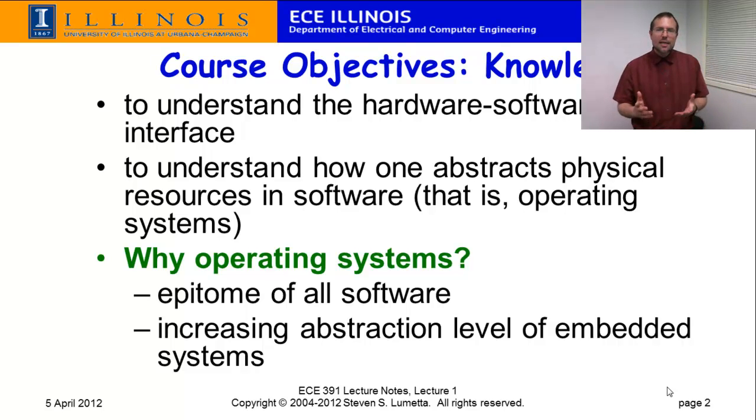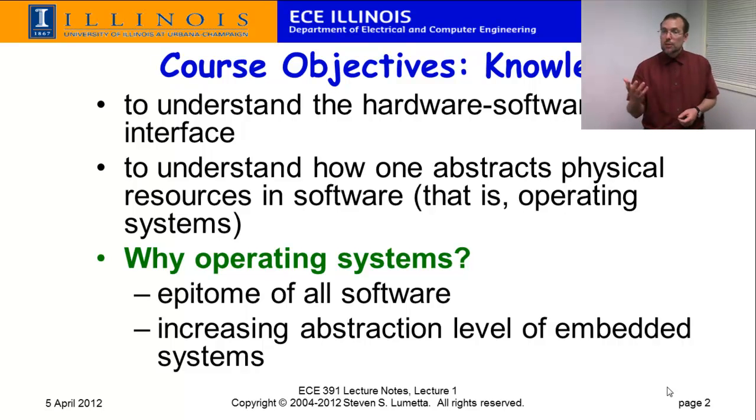The second is for you to understand how one abstracts physical resources in software. Now that's typically a problem that is the domain of the operating system. So the operating system allows your program to have a simpler view of the hardware that's actually connected to your processor. You might wonder, well, why do I want to study operating systems? Why is that an important thing for me to learn?